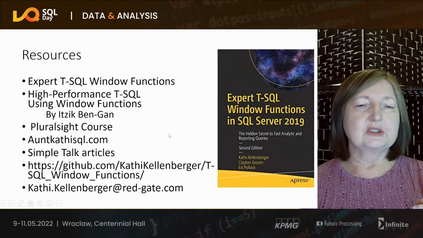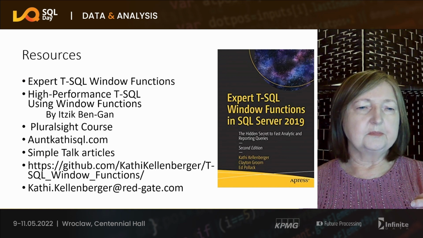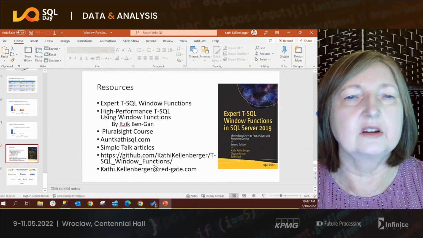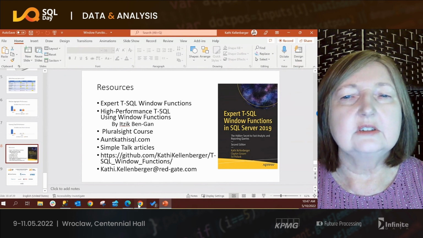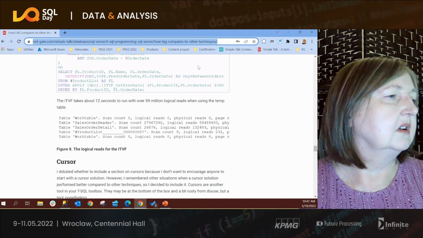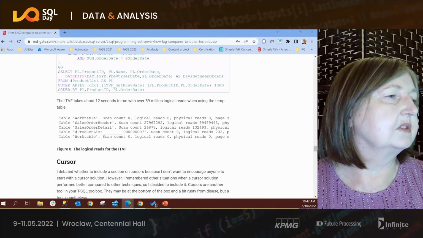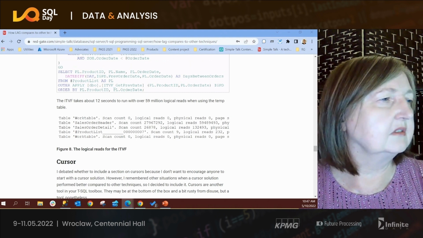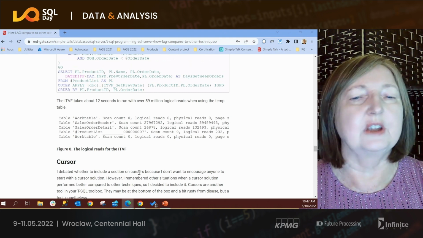Here's some resources. I don't think I've got that lag. Let me just add that lag. I don't have it in the slides, so if I put it, hopefully that went to everyone.